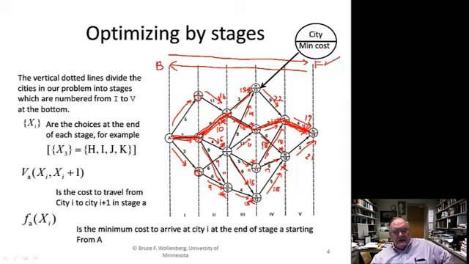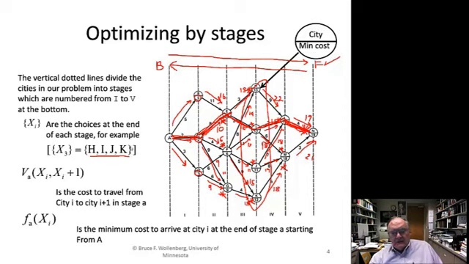Mathematically, we say if x of i are the choices at the end of each stage. For example, at stage 3, the choices are H, I, J, and K. So that's where we get this here. That's the stages here at the end of stage 3.